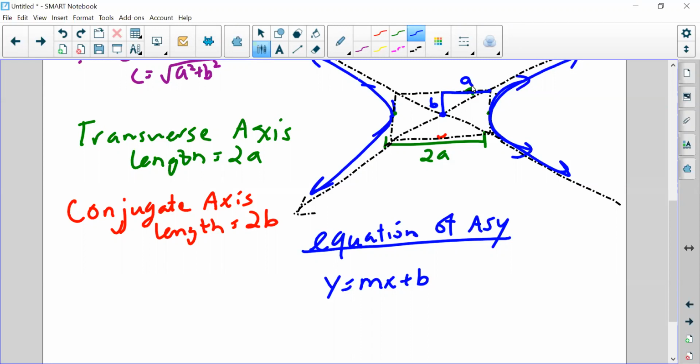Rise divided by run. Most often your center will not be at 0, 0. Most often you will work with the point-slope form of the equation, which you might have learned as y minus y1 equals m times x minus x1.